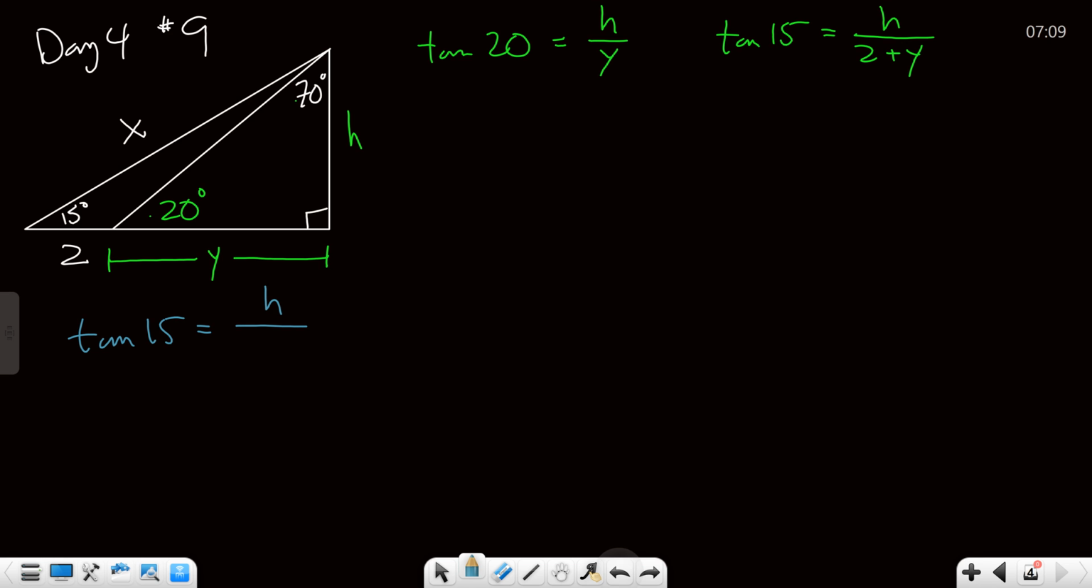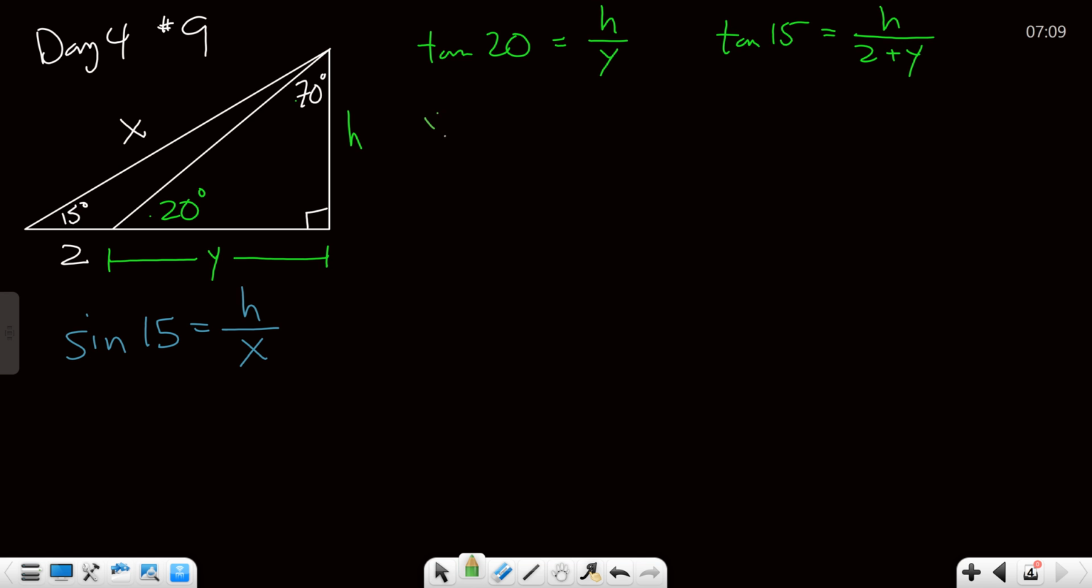Sorry, not tangent, I messed that up. Let's erase. If I'm solving for x, I would have a sine problem. Sine of 15 degrees is equal to h over x. Okay, so if I can find h, I can then find x. So my goal is to do just that. I'm going to solve for h.